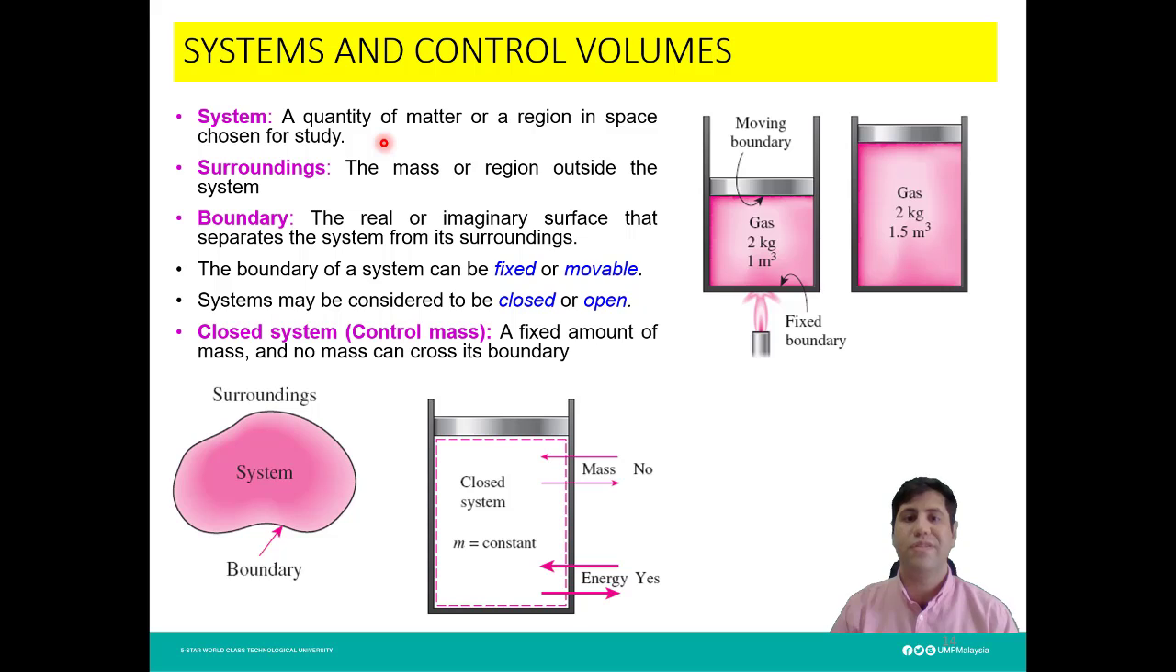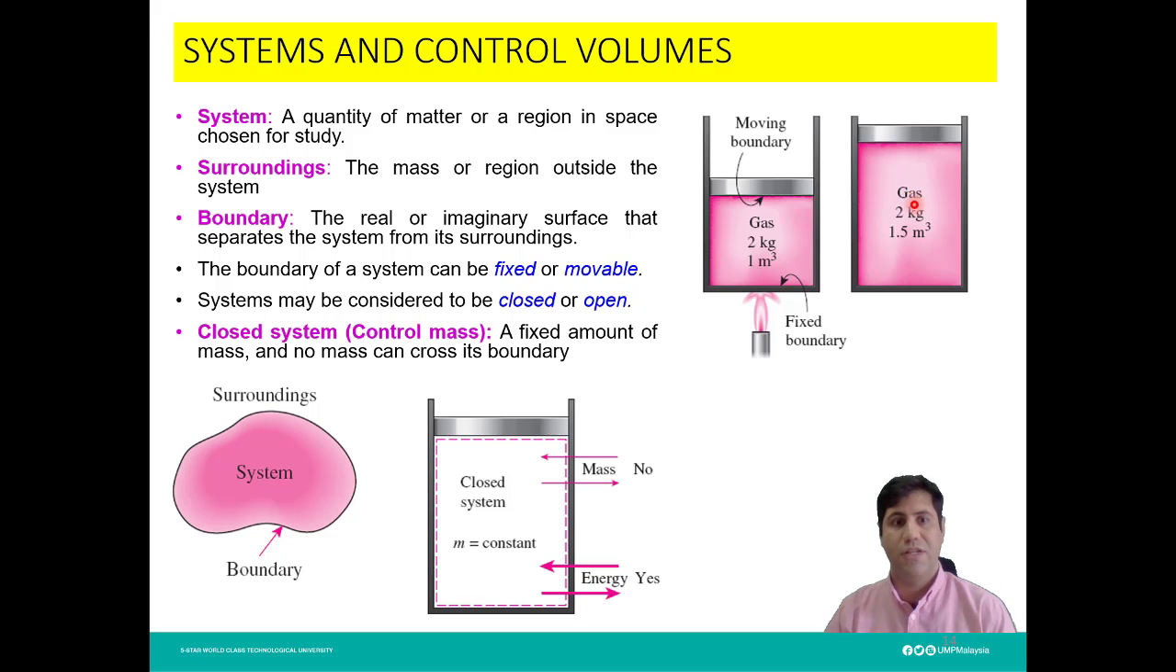First, we should choose the system which we are going to study. So we should quantify a certain amount of matter or a region in space for our study. We call that a system. For example, in an engine, we can choose just one cylinder, or the space inside the cylinder, as our system. Then we are going to study this system.